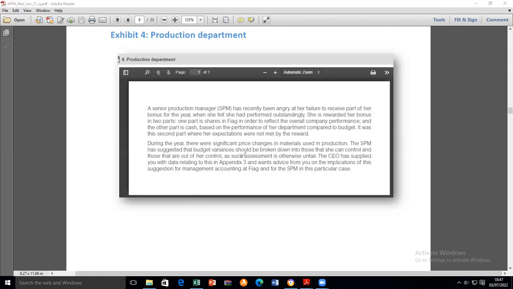The SPM has suggested that the budget variance should be broken down into those that she can control and those that are out of her control. As such, assessment otherwise is unfair. The CEO has supplied you with data relating to this in the appendix and wants advice from you on the implications of this suggestion for management accounting and for the SPM in this particular case.